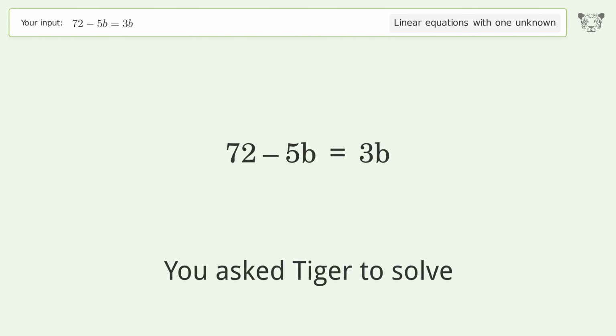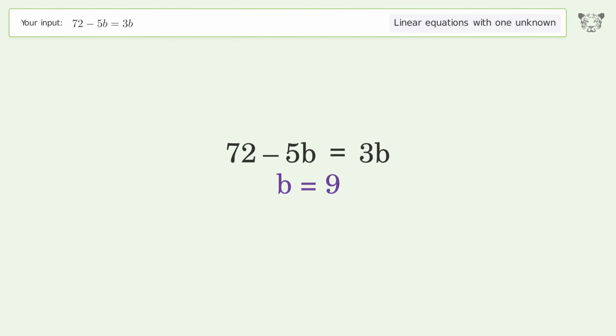You ask Tiger to solve. This deals with linear equations with one unknown. The final result is b equals 9. Let's solve it step by step.